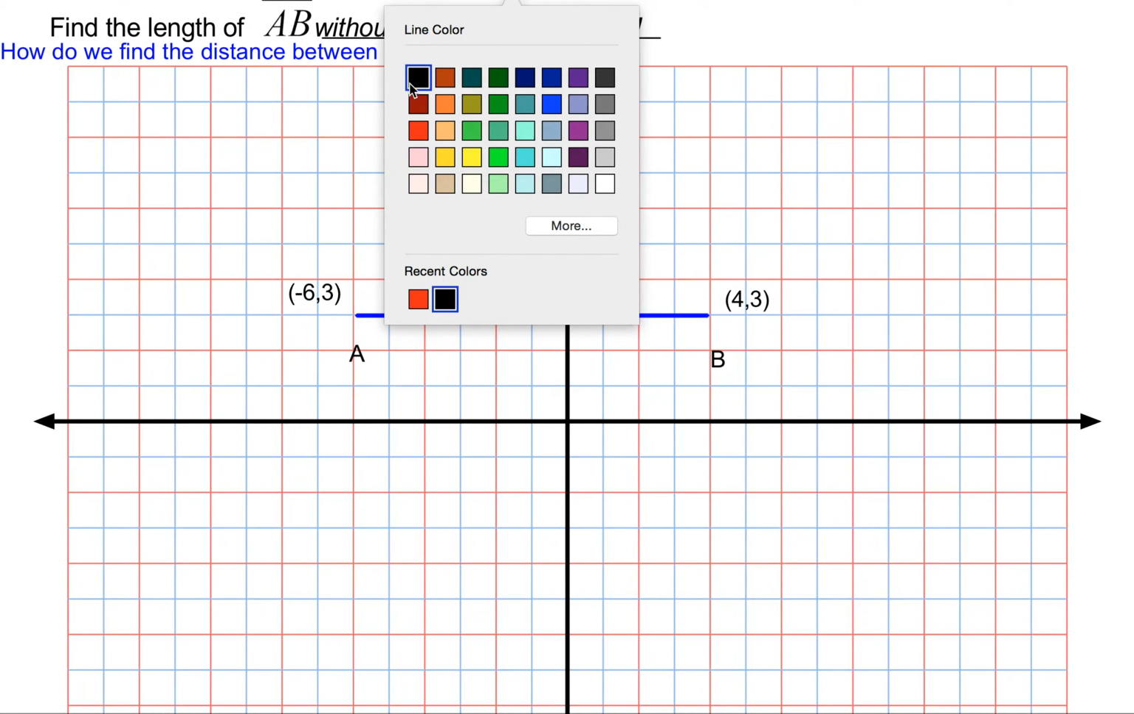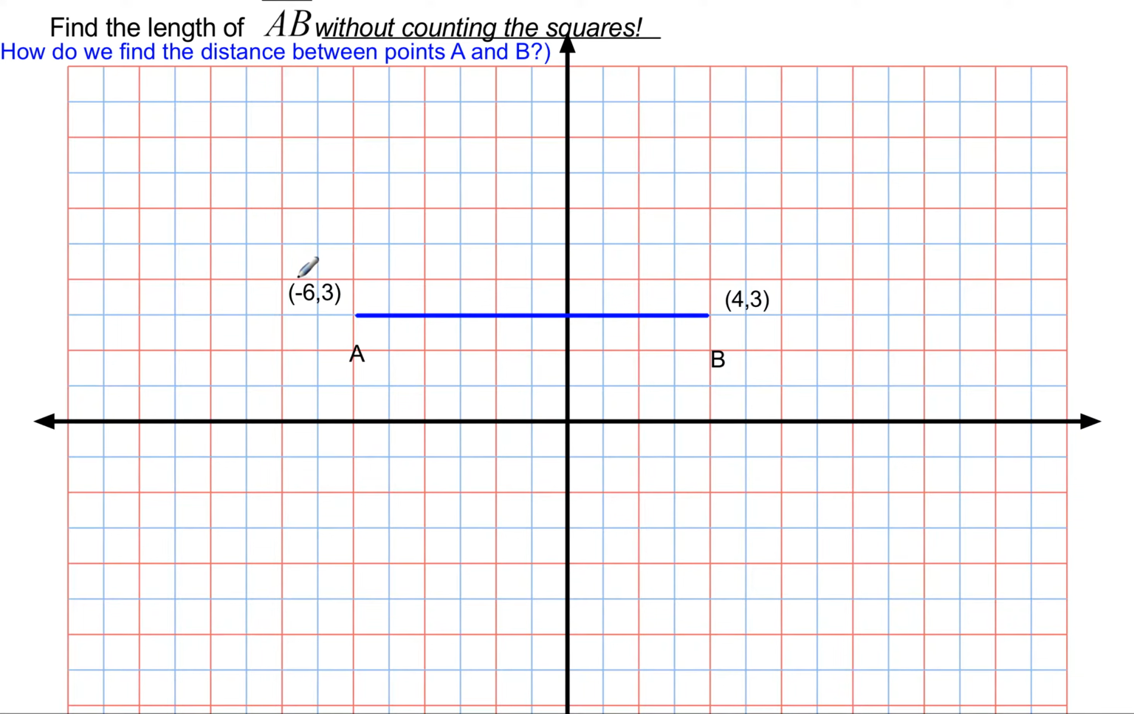So for example, if I want to find the distance from A to B, I'm interested in the difference between -6 and +4. And so I took the absolute value of -6 minus 4, which is equal to the absolute value of -10, which is equal to +10. Or we could have taken the absolute value of 4 minus a -6, which is equal to the absolute value of +10, which is also equal to 10.